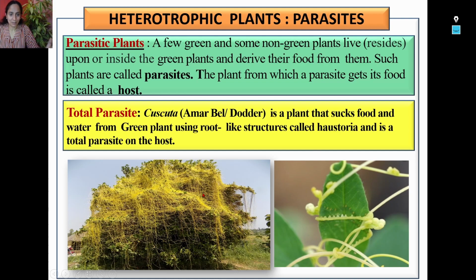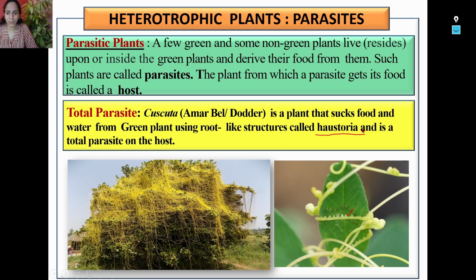This green plant, a huge tree, is completely covered by this non-green plant Cuscuta, and it is drawing nourishment from the tree's food as well as water. This is a closer look at one leaf, where this yellow structure is a Cuscuta plant, coiling around. But I want my viewers to pay attention to these pointed triangular structures. They are actually the Haustoria.